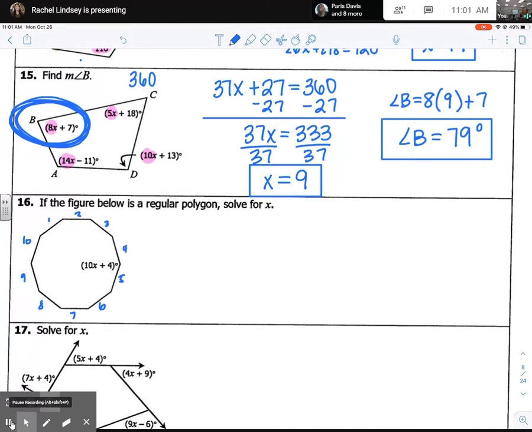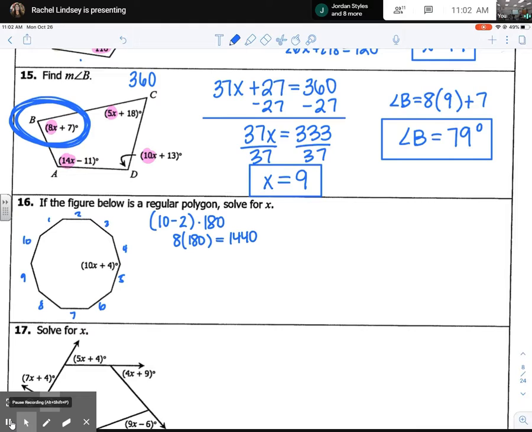So I need to find the measure of all the angles. So 10 minus 2 times 180. So 8 times 180 is what? 1440. So all of those angles added together equal 1440. So I only know one of those.